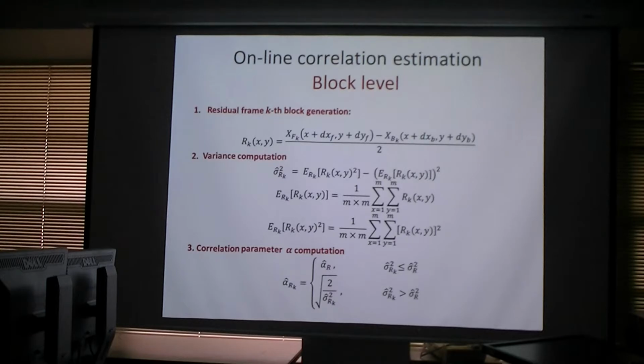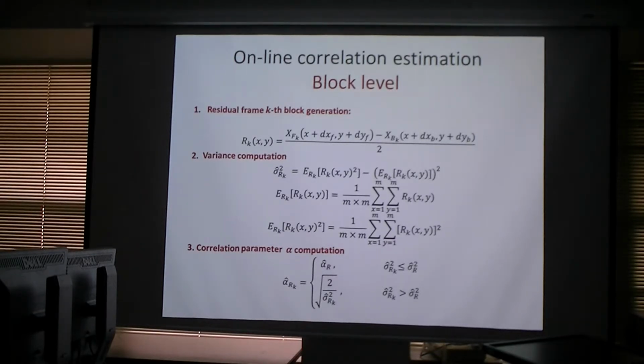Then we look at the block level. The block level also refers to calculating the residue frame keys block. Sorry, first calculate the residue frames keys block, and here we're also using the interpolated forward keys block and interpolated backward keys block to generate the residue frame keys block, and then also using the variance definition, we can calculate the variance on the keys block.